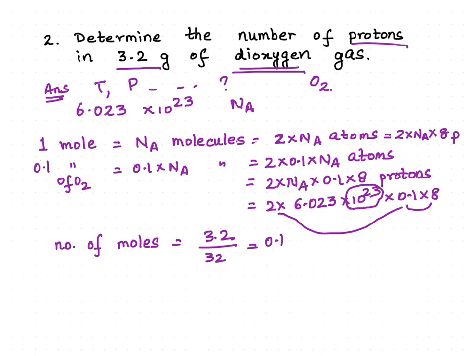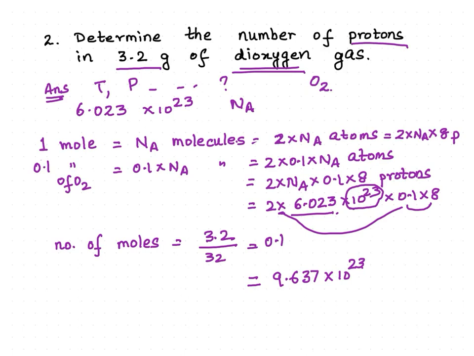0.8 into 2 gives you, correct, 1.6. Now 1.6 into 6.023 and check about the significant figures and give me the answer. According to me, the answer is something like 9.637 into 10 to the power 23. Any differences, any discrepancy, please feel free to share with me your comments in this.